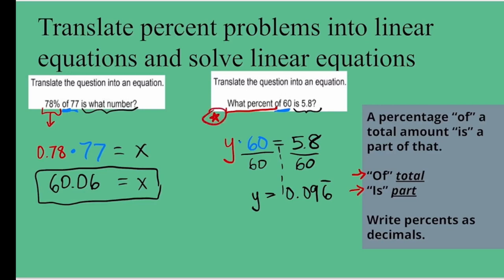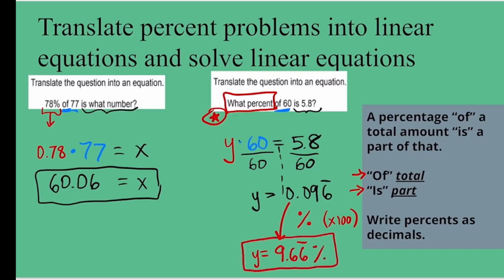So here's the tricky part. This answer has not been converted into a percentage, which is what it's asking for, a percent. So to convert decimals to percents, you must multiply by 100. So if you take that decimal and you multiply it by 100, you would get 9.66 repeating as a percent. So depending on the directions and how you have to round, that's how you'd get your answer.